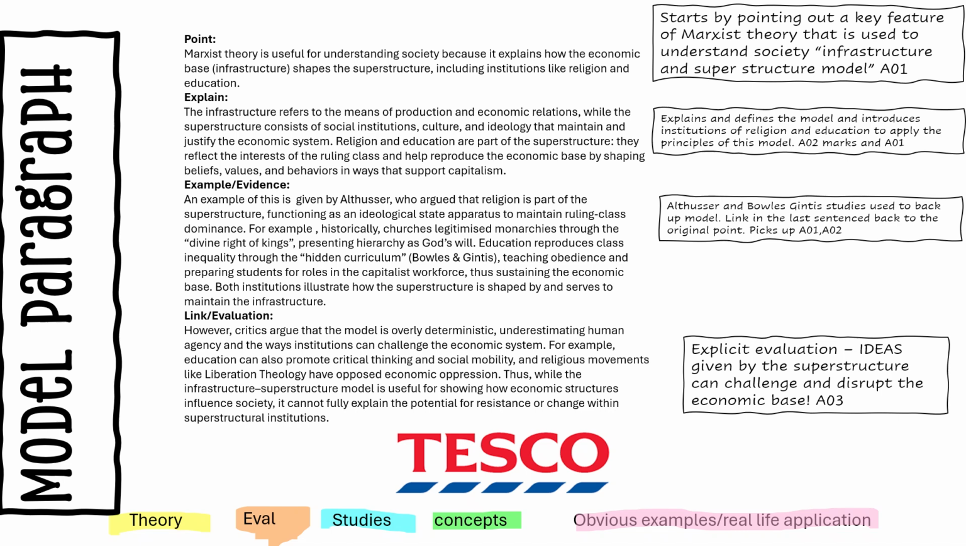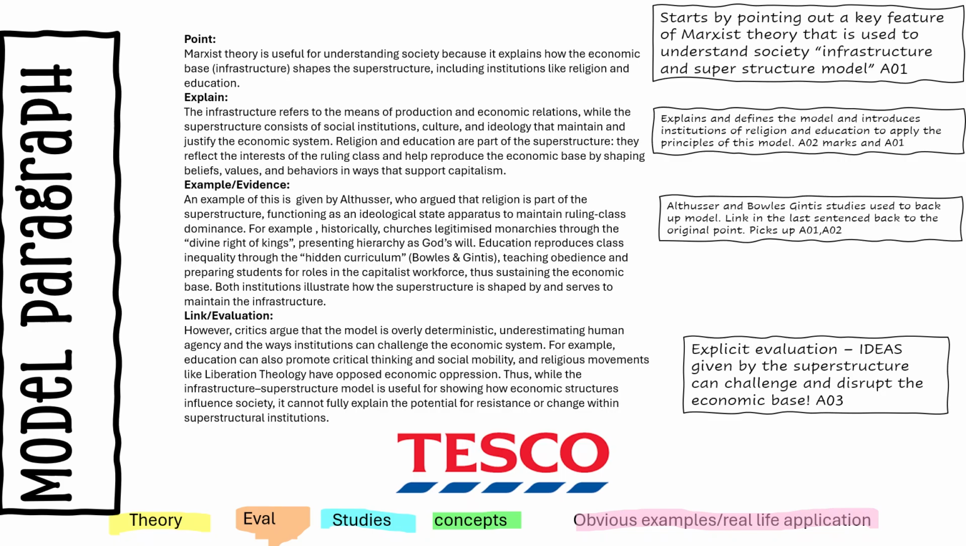If we look at religion and education, they're part of the superstructure. They reflect the interests of the ruling class and help reproduce the economic base by shaping our beliefs, values, behaviours in ways that support capitalism. So lots of concepts in that second part of my paragraph. Now I've got to bring in an example of a study who said this. So an example of this is Althusser, who argued that religion is part of the superstructure. It functions as an ideological state apparatus to maintain ruling class dominance.